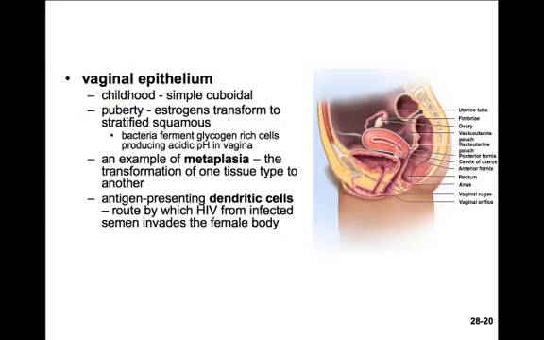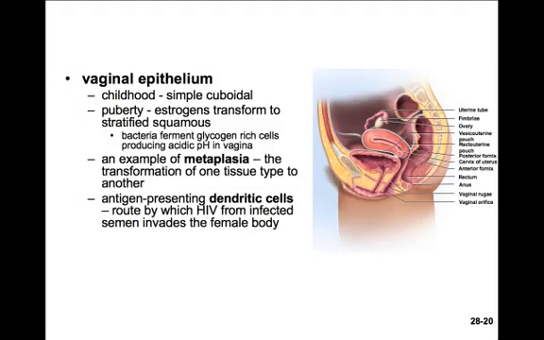The vaginal epithelium has a big transformation at puberty. In childhood, it's simple cuboidal. But the presence of estrogens is going to transform it into stratified squamous epithelium. This is an example of metaplasia, where we see the transformation of one tissue type into another.